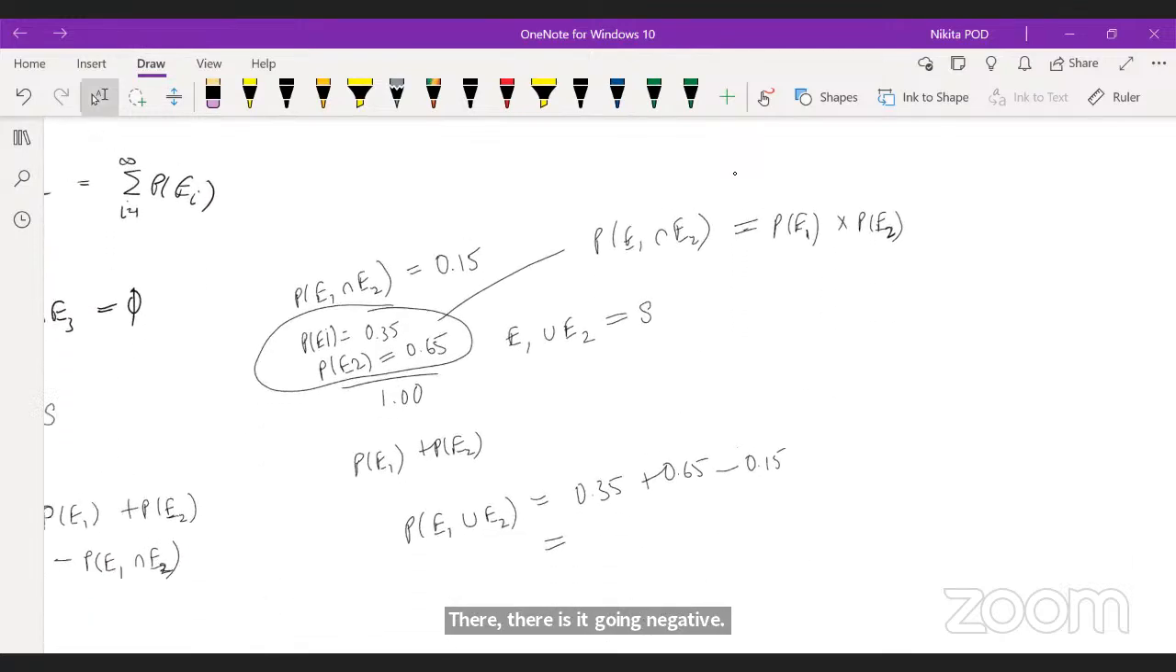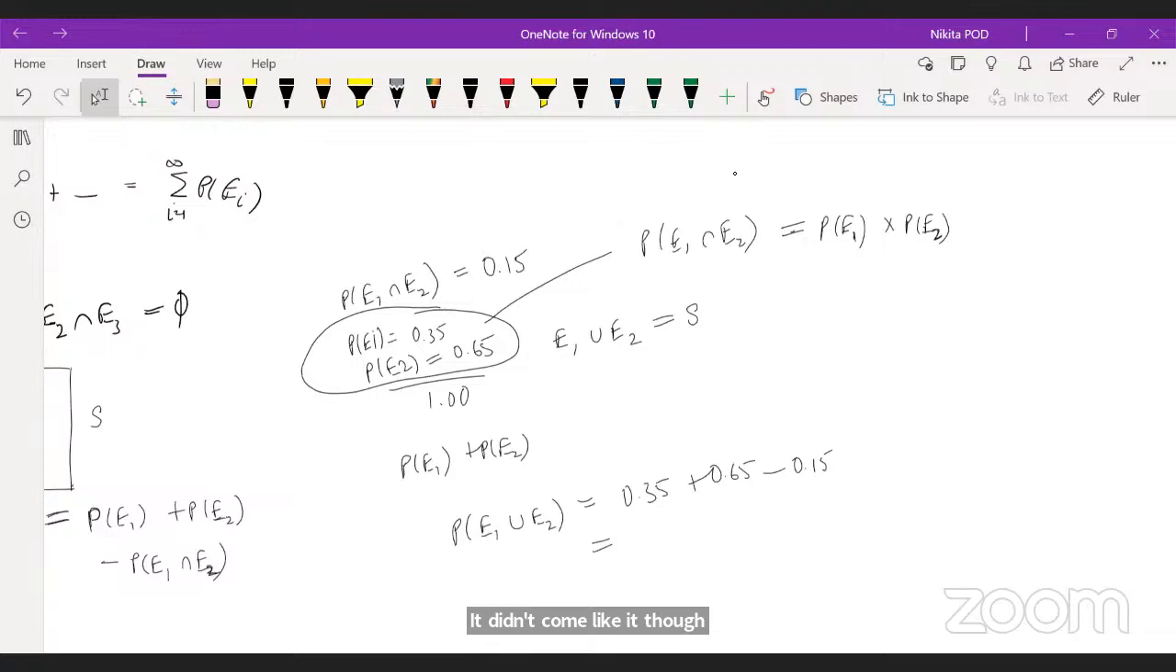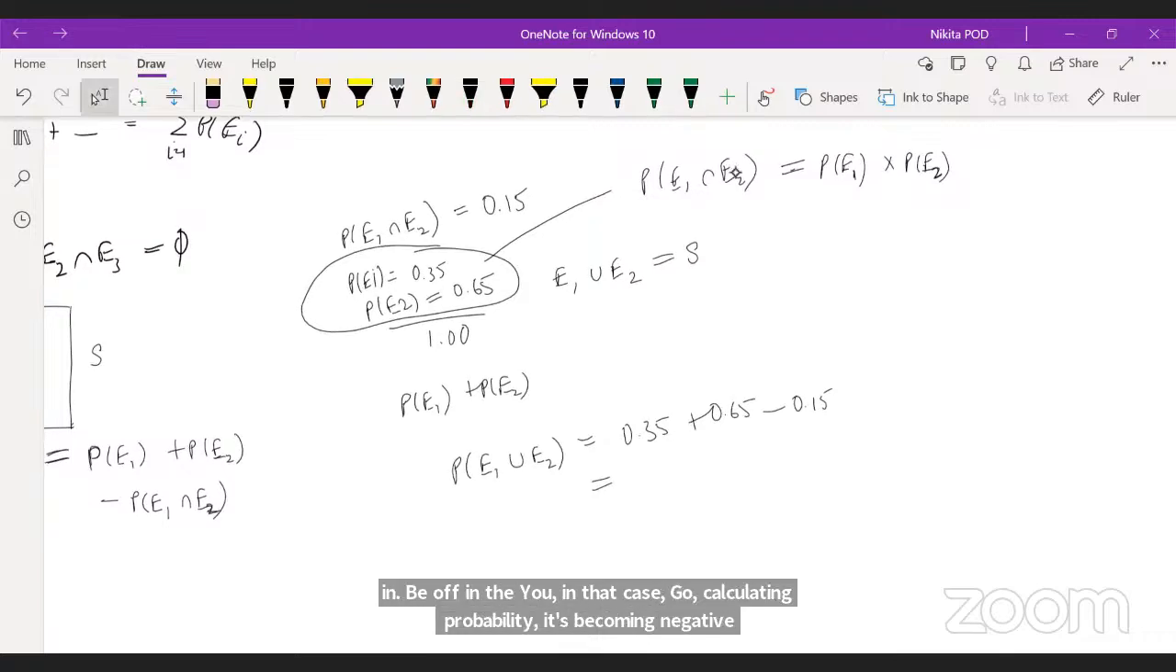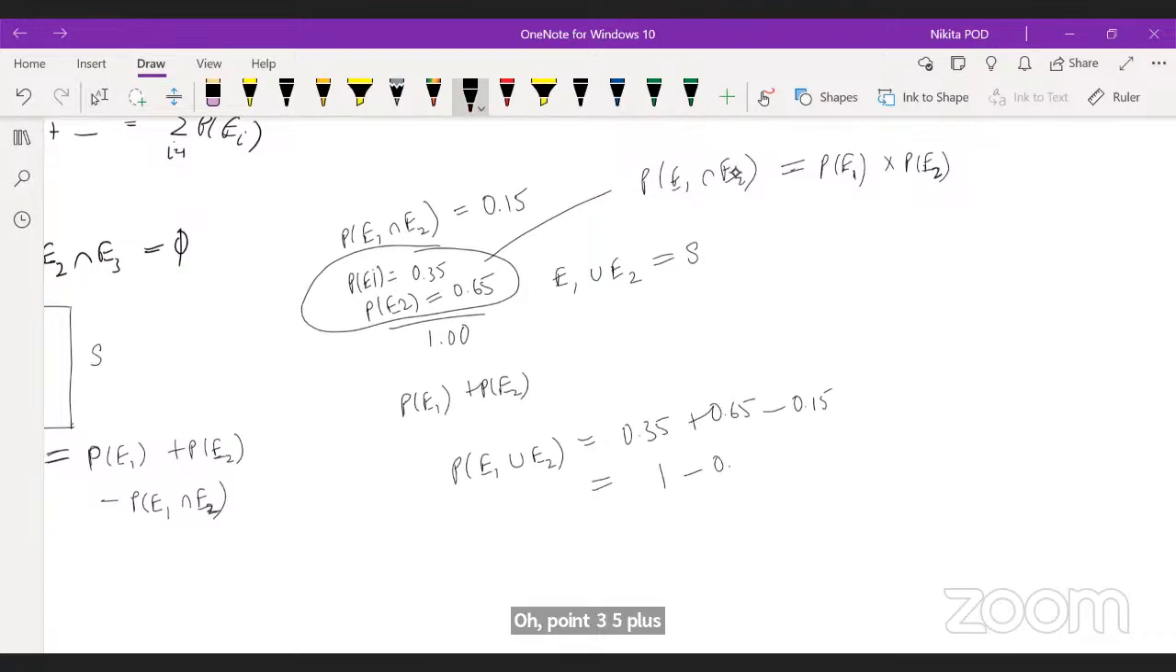Ma'am, in the probability of the union of E1 and E2, if we are calculating, it's becoming negative. How? 0.35 plus 0.65, which is 1, minus 0.15, which is 0.85. It is not negative, right? It's a positive number. Okay, ma'am.